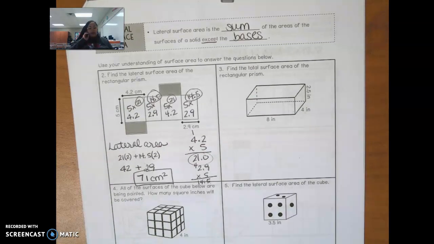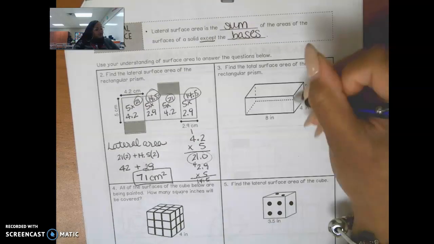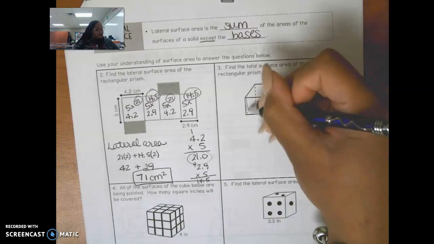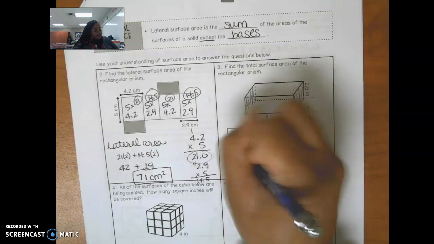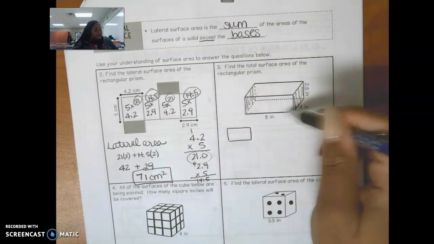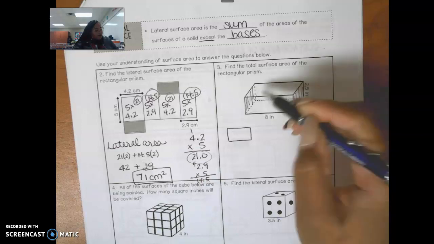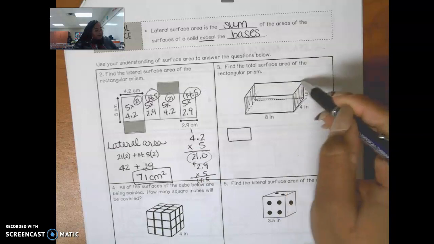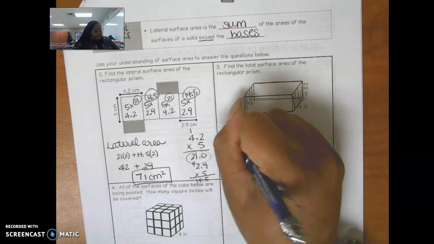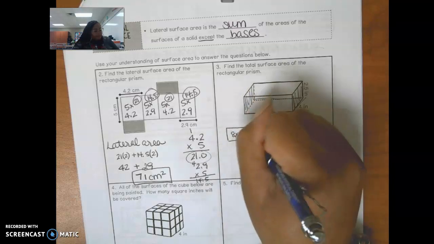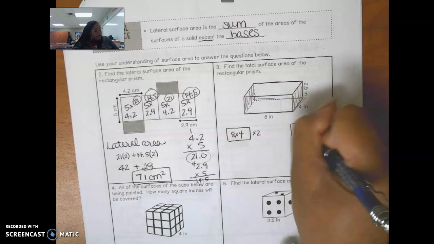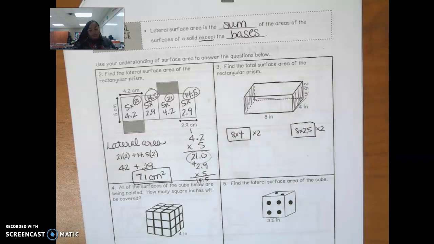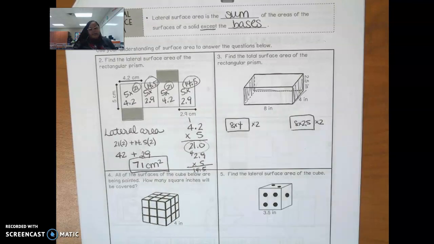Over here, it says find the total surface area of the rectangular prism. I'm going to assume that my bases are over here and over here. So I need a rectangle that is 8 by 4. And that is going to be 8 by 2.5. And I need 2 of those. 8 by 2.5. And I need 2 of those. Okay, we'll calculate this in the next video.